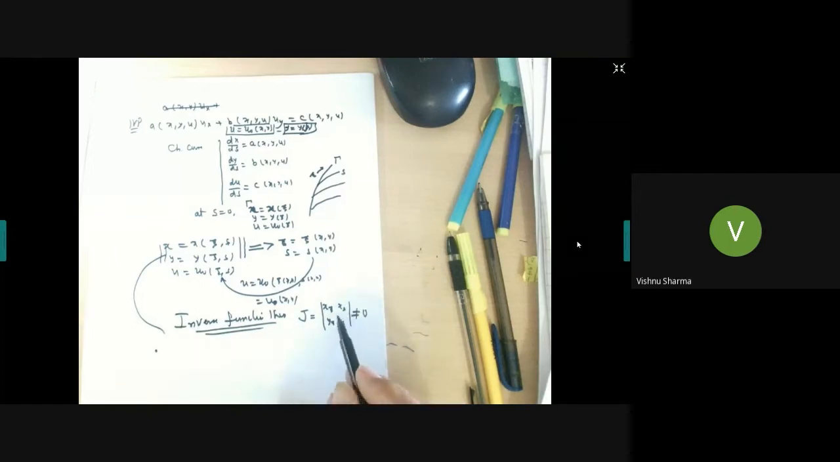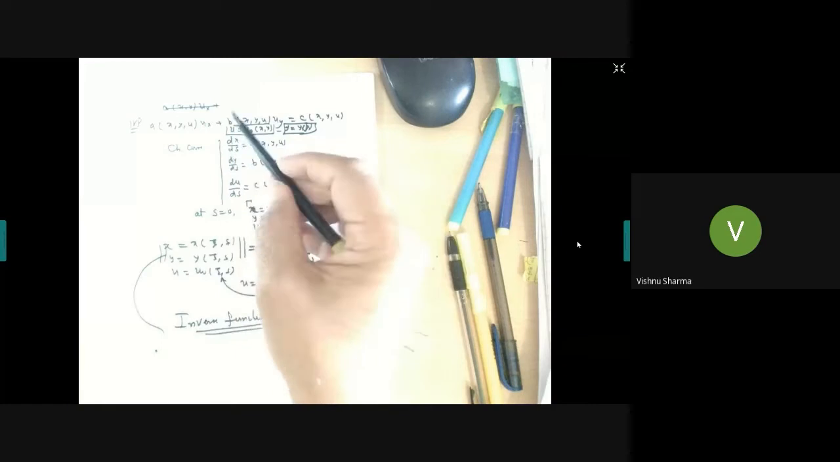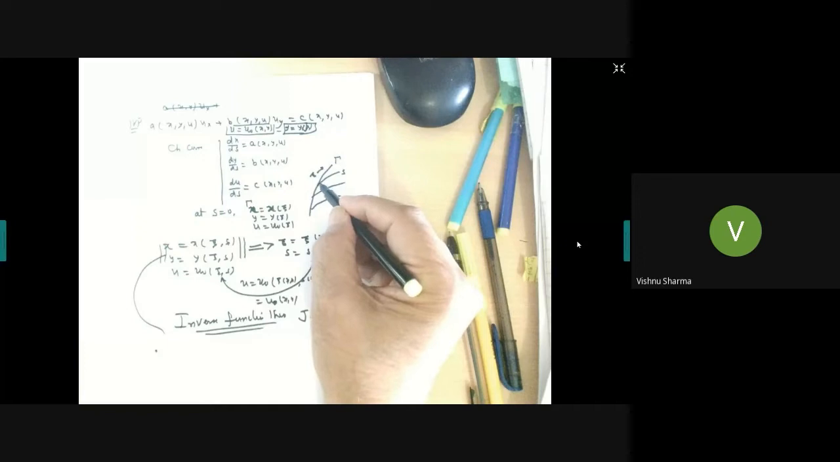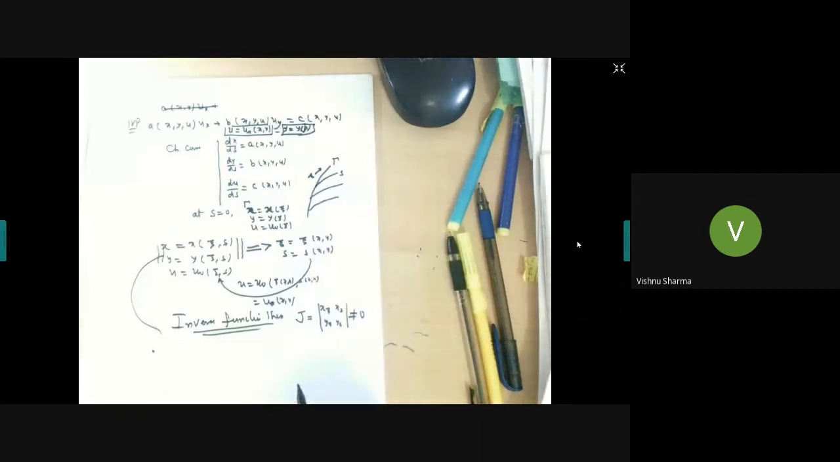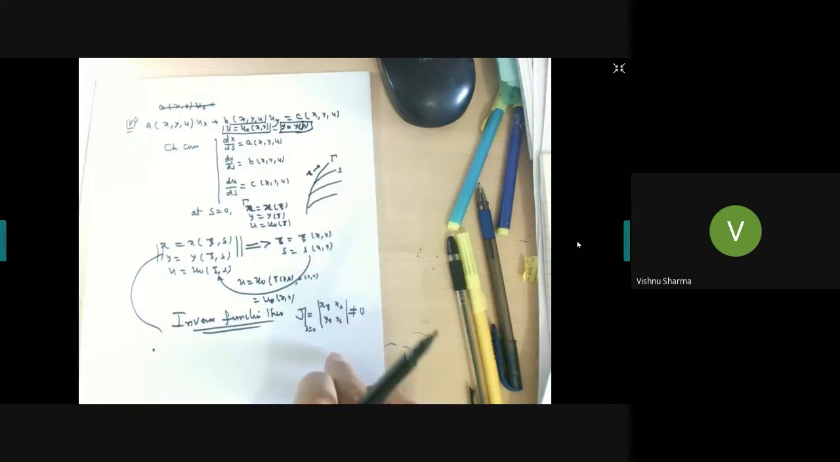Now, because all these functions are of class C1, the continuity ensures that if the Jacobian is non-zero at one point, it will be non-zero nearby also. So this is the condition which ensures that the solution exists and is unique. This is to be checked every time to find out whether the solution exists or not.